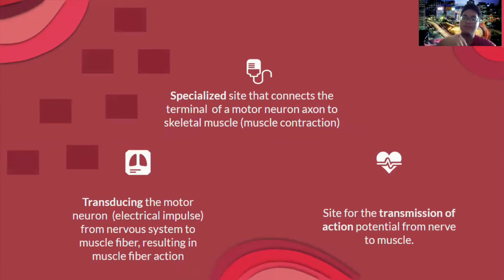Our hands, neuromuscular junctions will act as the site that connects the motor neurons to the muscle fiber so our hand can move. Next, it also transduces the motor neuron electrical signal from the nervous system to the muscle fiber. So it results in muscle fiber action, also known as action potential. So both our hands and our legs can move freely.